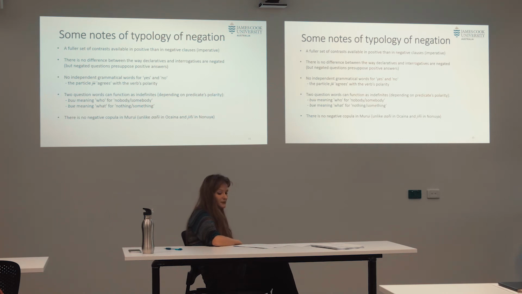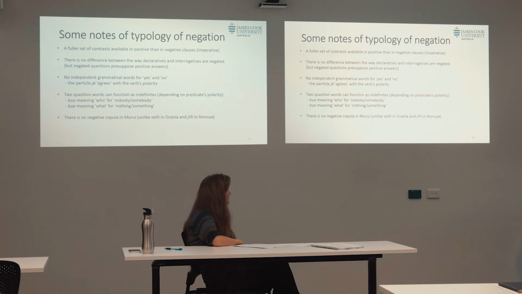There is no difference between the way declaratives and interrogatives are negated in Murui, but there is a difference in their semantics. Murui lacks an independent grammatical word for yes or no. We have a particle who, which agrees with the verb polarity. There are two question words which can function as indefinites. We have bu for who, and it can also mean nobody or somebody, and bue, which means what, which can be used for nothing or something. Again, their positive and negative readings depend on the predicate's polarity.